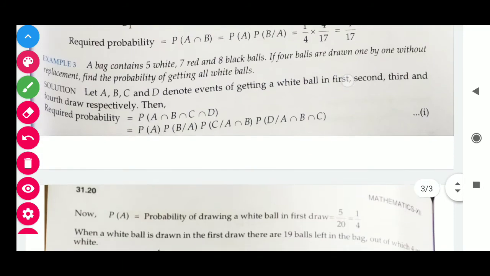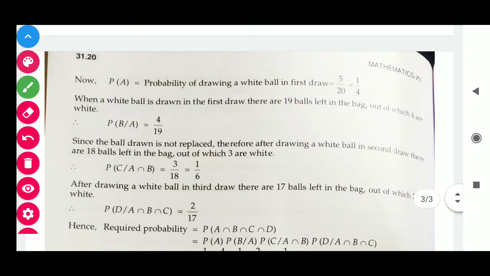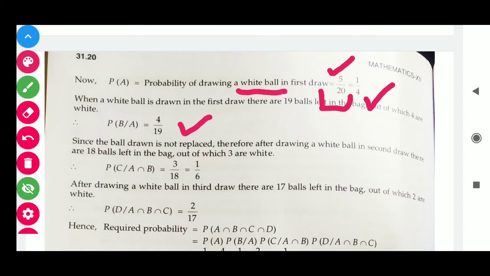Now students, by calculating the values, probability of A is 5 over 20 because we have a total of 5 white balls and a total of 20 balls in the sample space. Now probability B over A: because we have drawn the first white ball, we had 5 choices at that time, but now we are left with 4 white balls because we haven't replaced that ball. So we get 4 over 19.